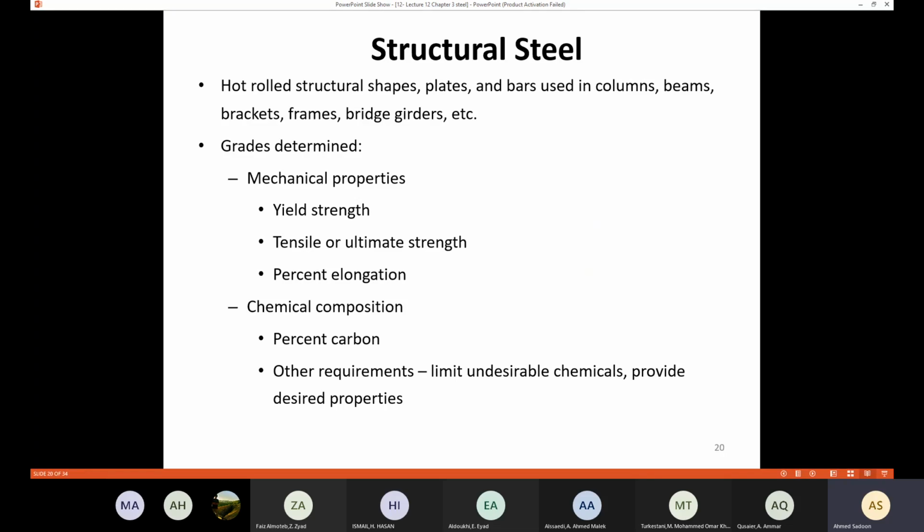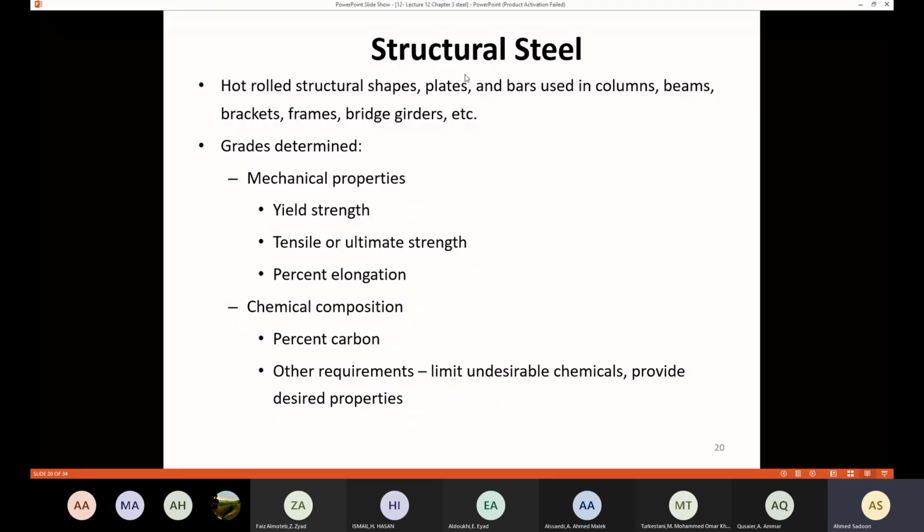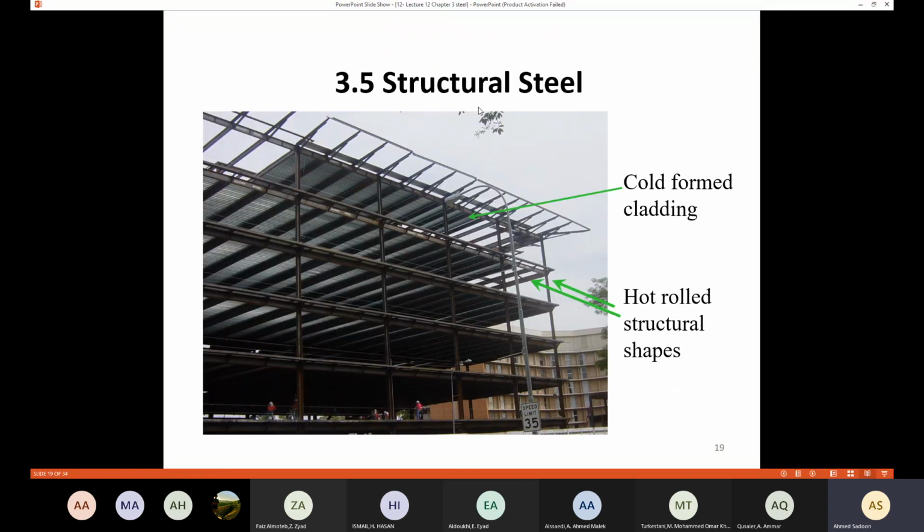About the mechanical properties and the chemical composition of the structural steel. When the structural steel is hot rolled, it means that we are going to produce shapes, plates, and bars. All of this, you are going to use in columns and beams, brackets, frames, and bridge girders. So the hot rolled structural shapes, plates, and bars, we are going to use them in columns and beams, for example.